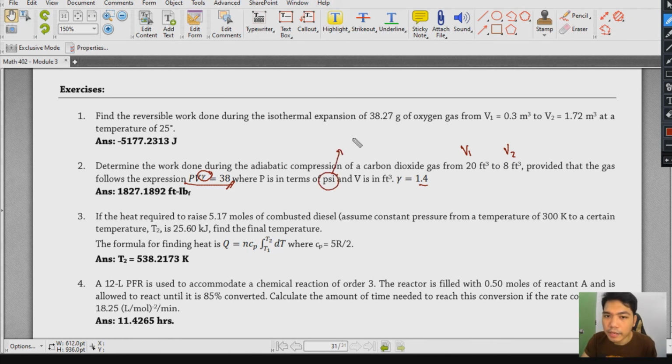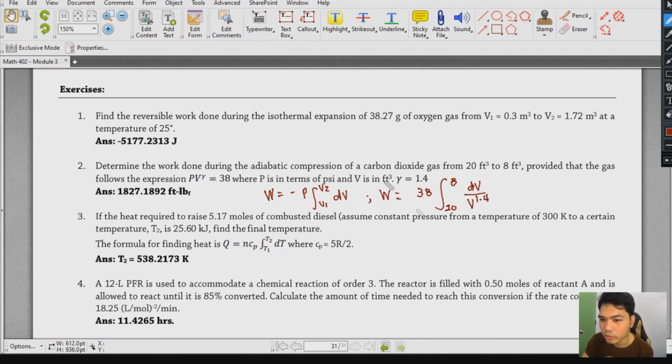Ito kasing ibig sabihin ng PSI is pound force per inch squared. Yan. So, we have to convert this in terms of pound force per feet squared. Okay, so with this, let's try solving for the work. So, the work is always negative P, the integral of V1 to V2 dV. But this P now is 38 over V raised to gamma, and gamma is 1.4. So, with this, the work becomes we have 38, the integral from V1 is 20, 8, and then we have dV over V raised to 1.4. So this is your expression.